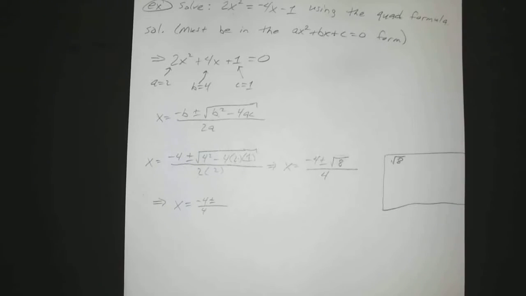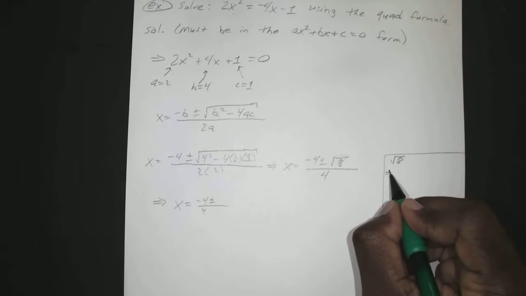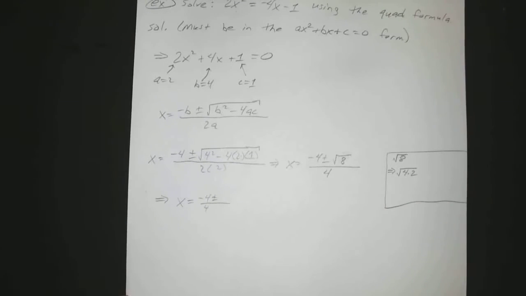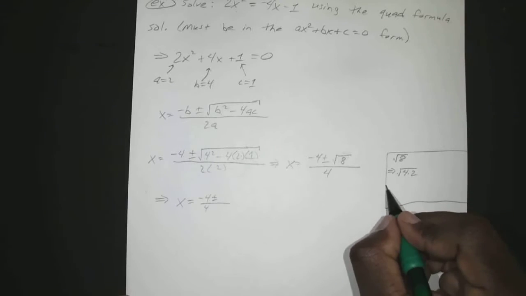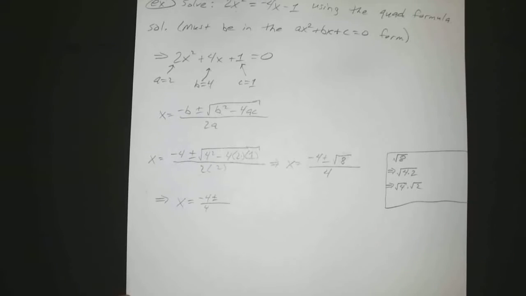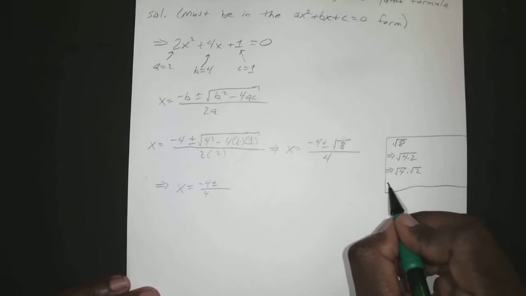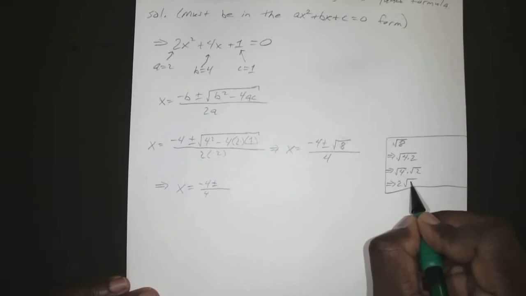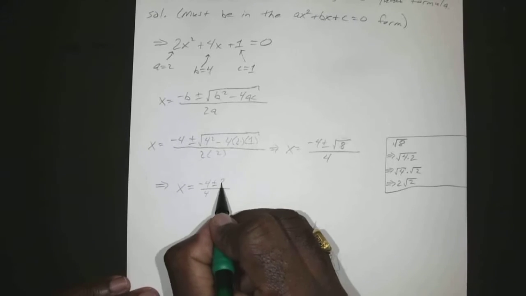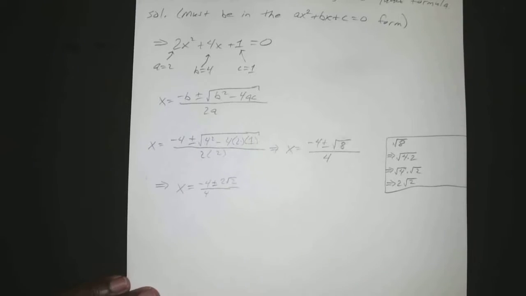Okay. So remember your square root of 8. You can rewrite that as square root of 4 times 2, which is square root of 4 times square root of 2, which is 2 square root of 2. So plus or minus 2 square root of 2 over 4.